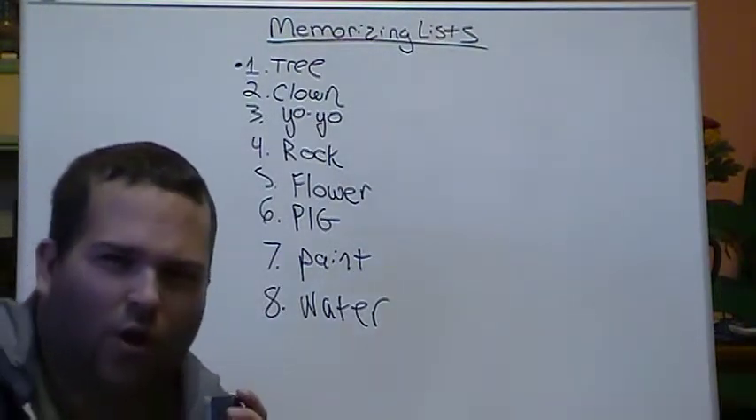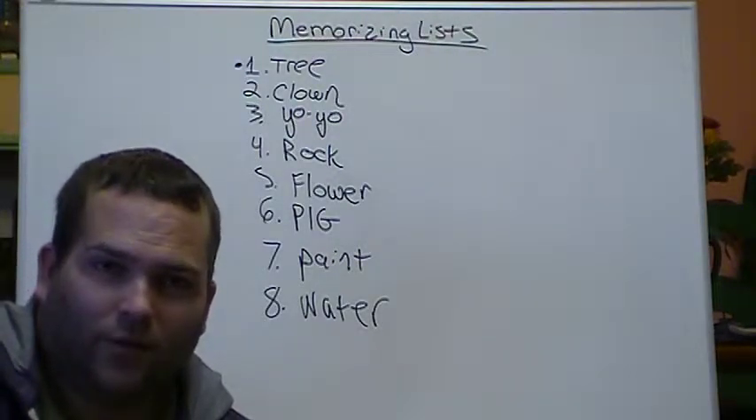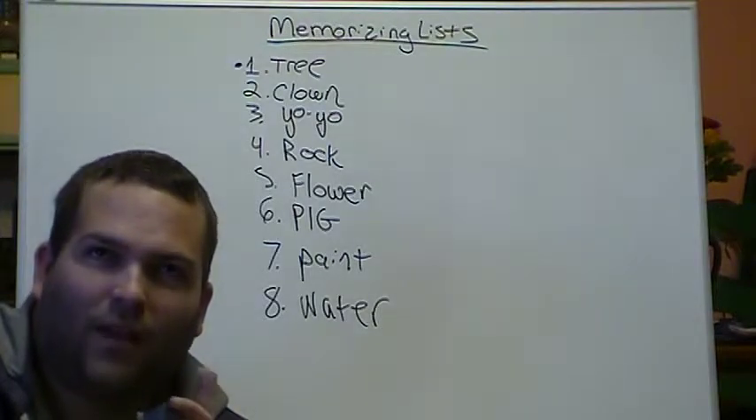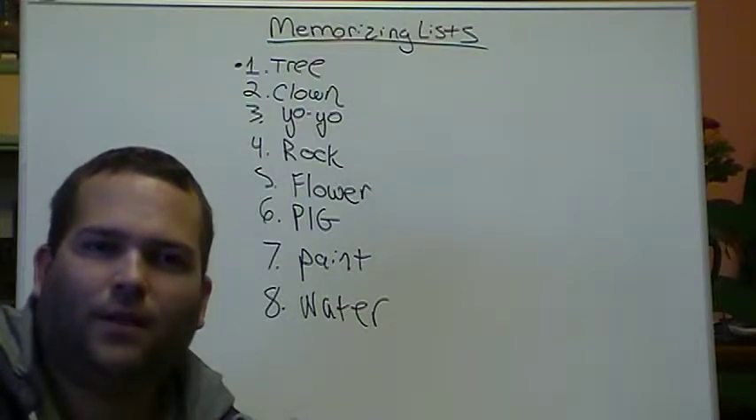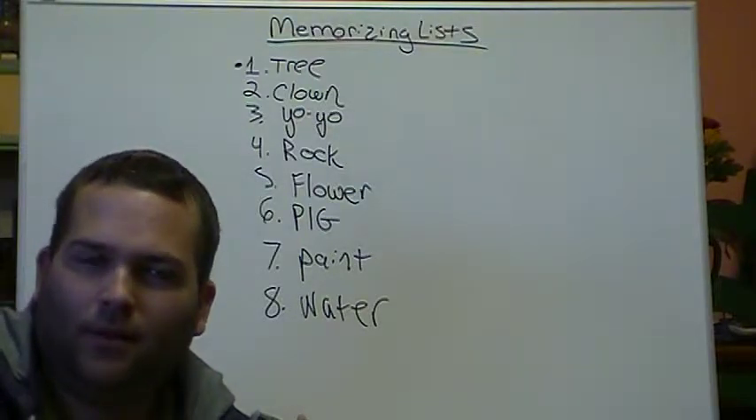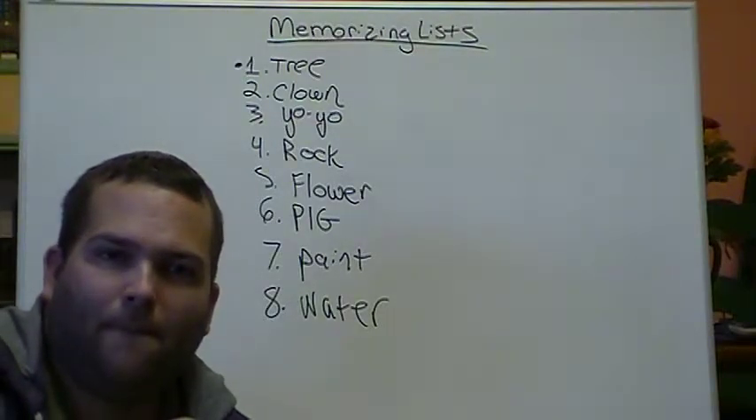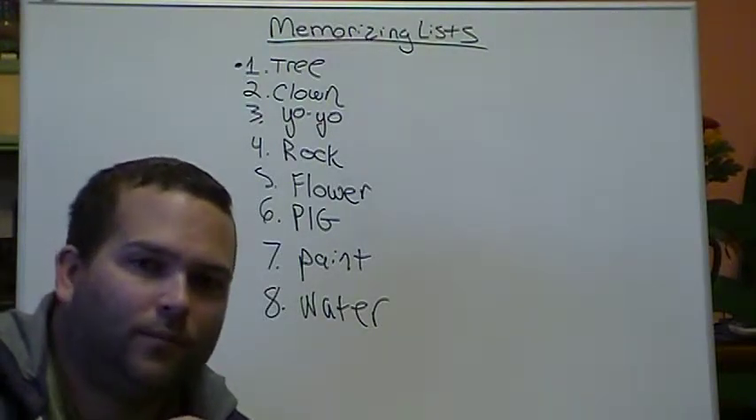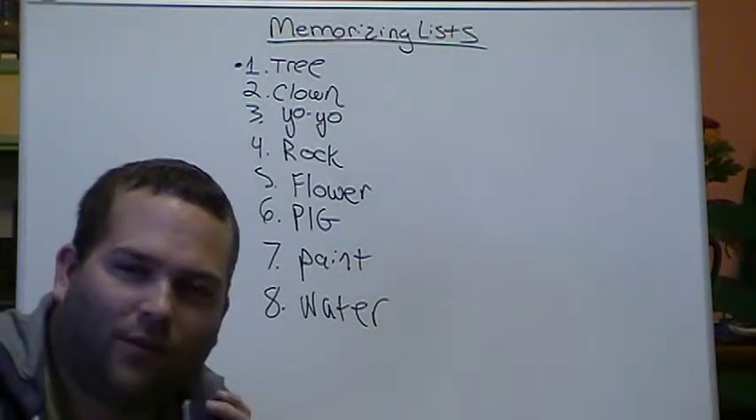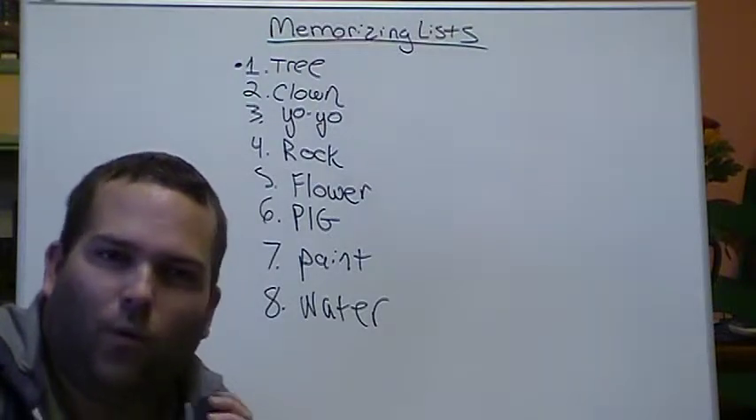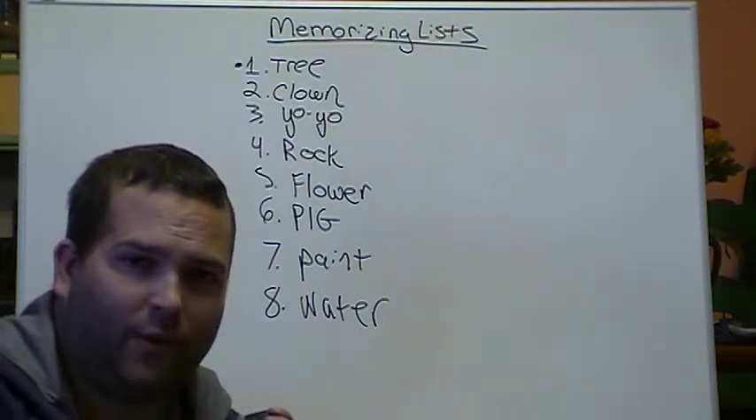What do we have? What's our first image? It's a tree, right? Now as we think of what's happening to this tree, we see clowns falling off the tree and hitting the ground. So our next word is clown. What are the clowns doing as they hit the ground? Right, they're playing with the yo-yo. So our yo-yo is the next term. What are they doing with the yo-yo? Splitting rocks open, right?